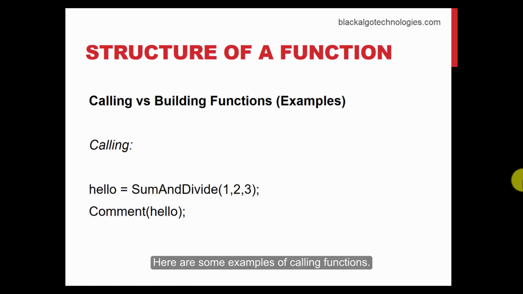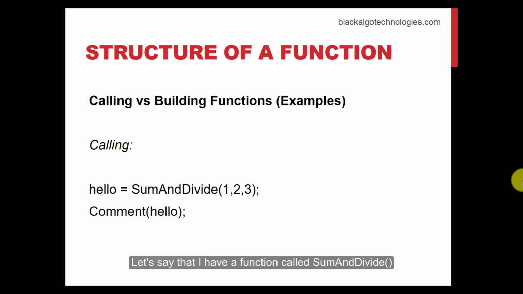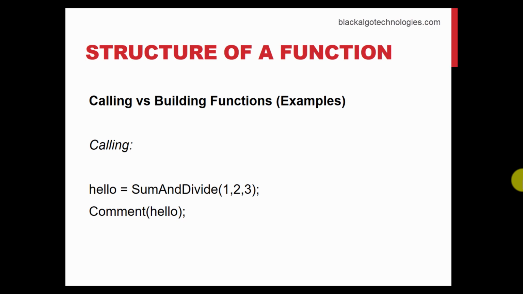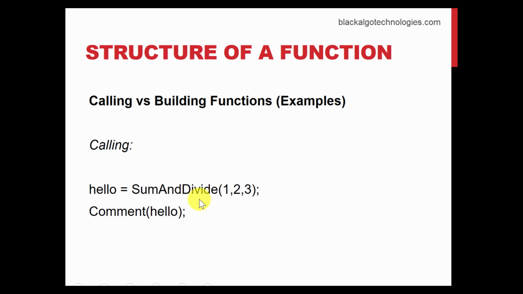So some examples of calling a function. Let's say that I have a function called sum and divide. I want to use it. So in this case, I use it this way. hello is a variable equal to sum and divide 1, 2, 3. So the output of sum and divide is being assigned to the variable hello. And 1, 2, 3 are the inputs of this function sum and divide.